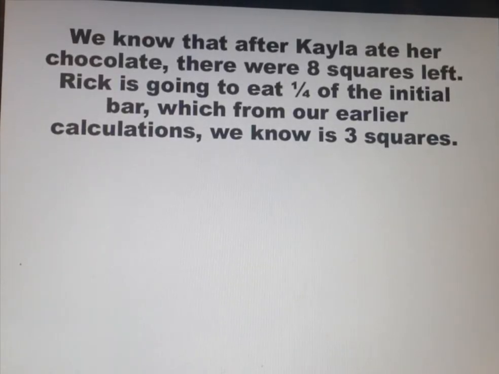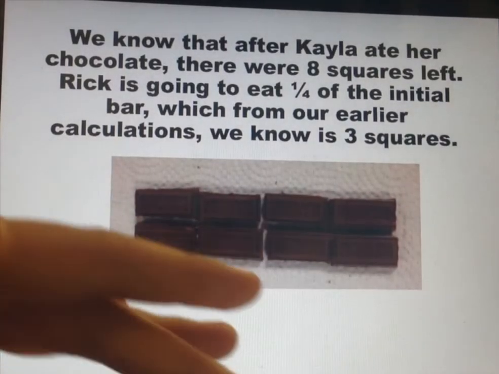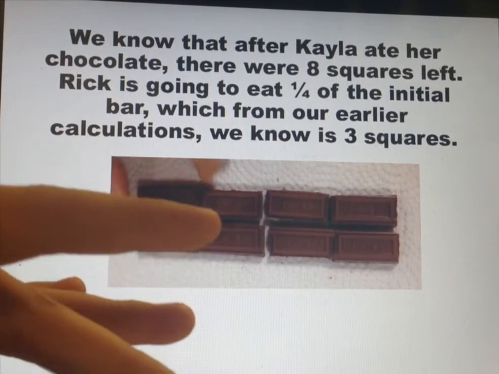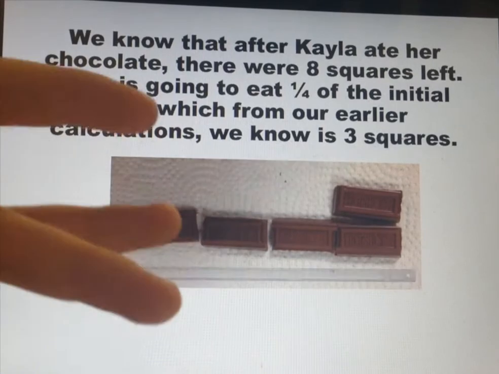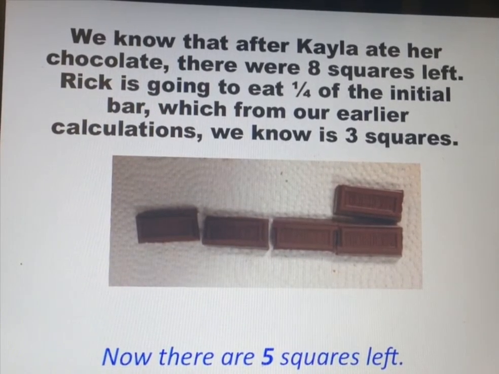We know that after Kayla ate her chocolate, there were 8 squares left. Rick is going to eat 1/4 of the initial bar, which from our earlier calculations we know is 3 squares. Now there are 5 squares left.